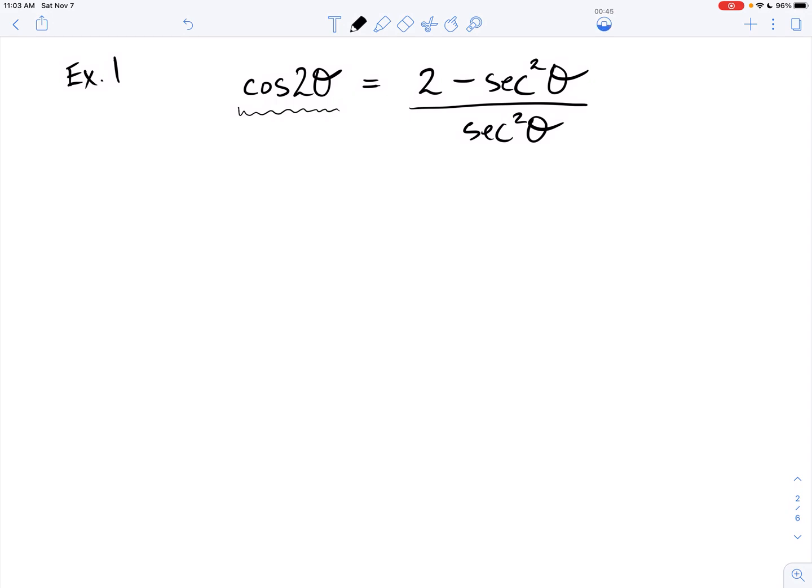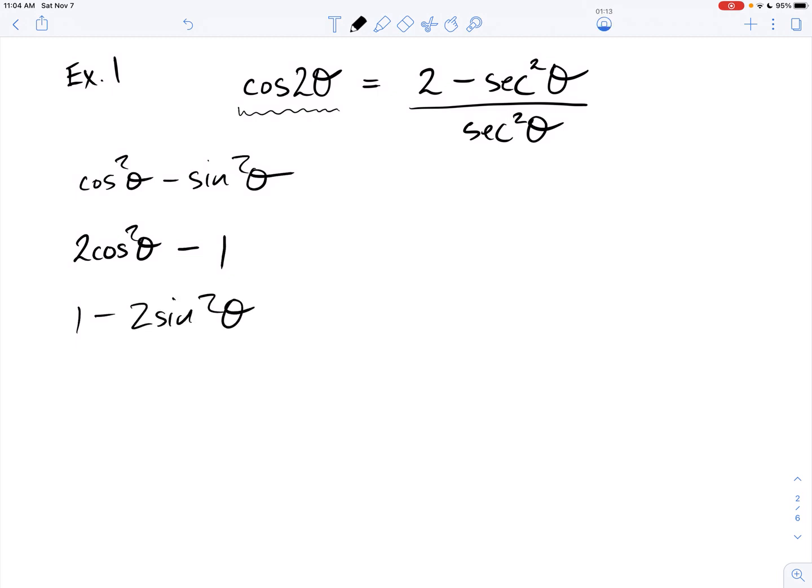Cosine 2 theta, we could write it as cosine squared theta minus sine squared theta if we wanted to. Or we could use the other versions of this formula that we know, where maybe it's 2 cosine squared theta minus 1. Maybe that's the version I want. And then we have one more, 1 minus 2 sine squared theta. The thing is, the more we know, the more options we have.